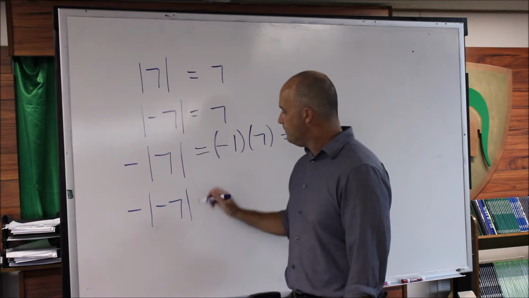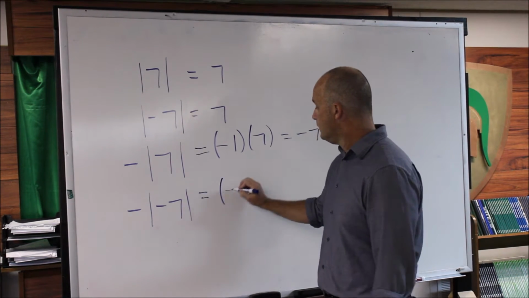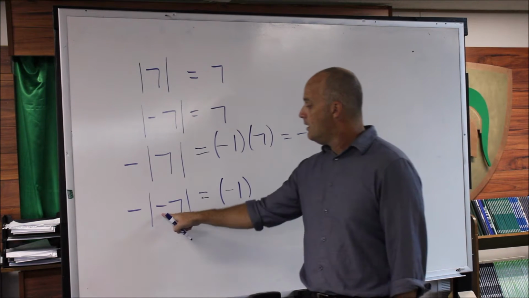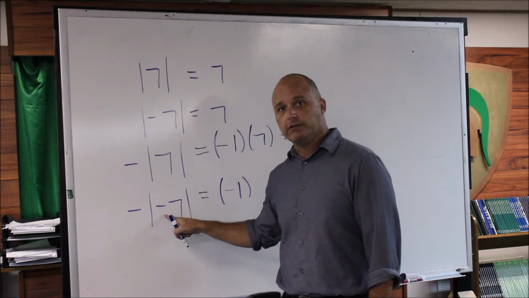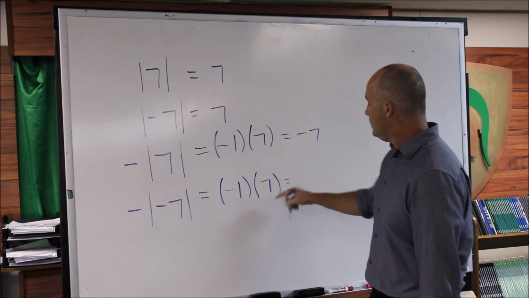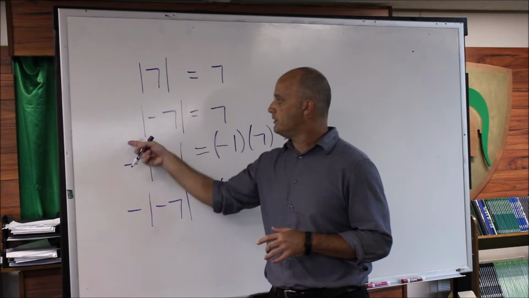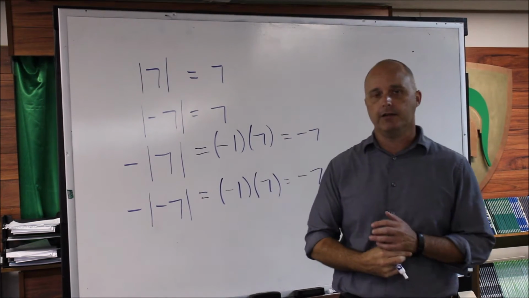Then down here on the bottom, we again have this -1, what is assumed to be a -1 here. So -1 times, and then the absolute value of -7 is 7. So again, we're going to get -1 times 7, and that's going to give us -7. And that's the difference between when you have a positive on the outside versus when you have a negative on the outside of an absolute value.